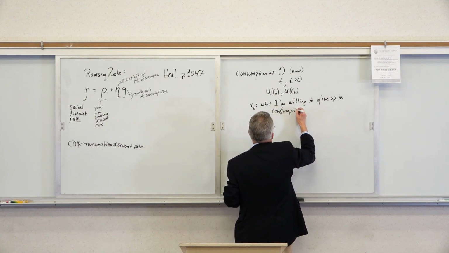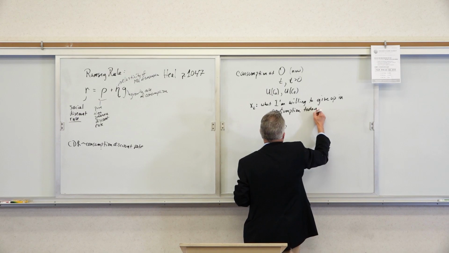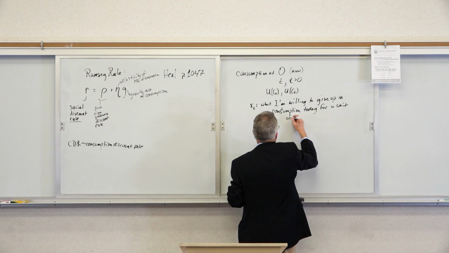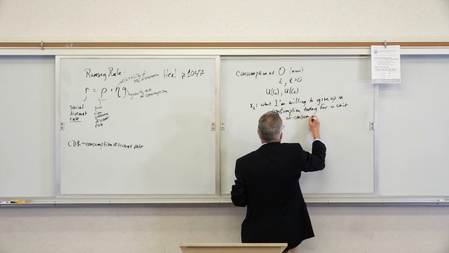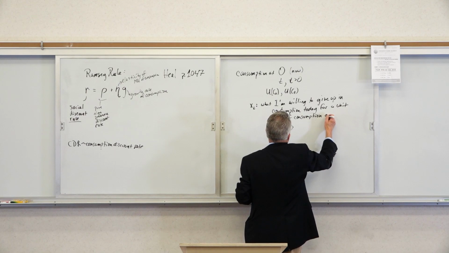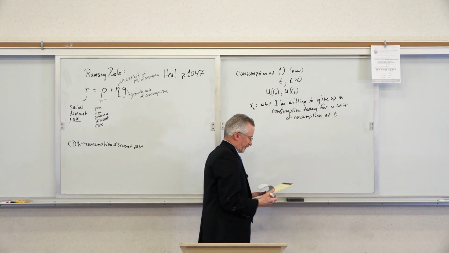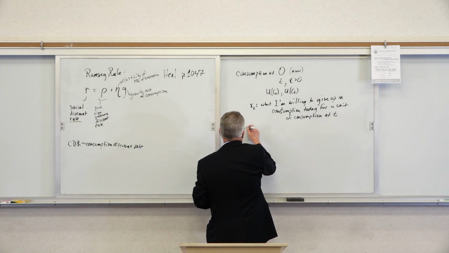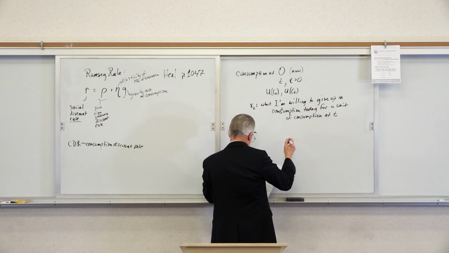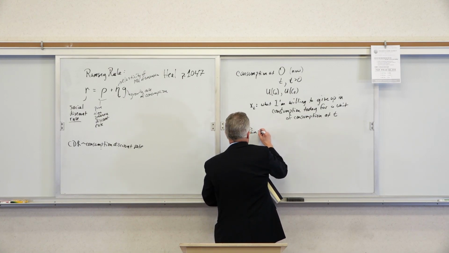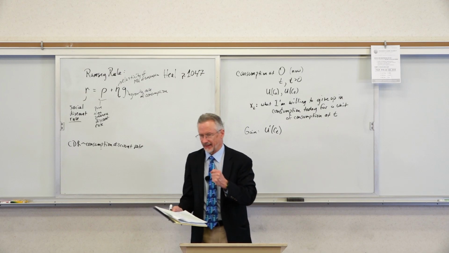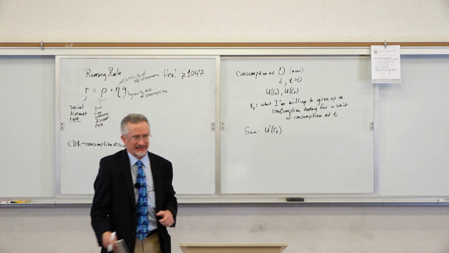What I'm willing to give up in consumption today for one more unit of consumption at time t, okay? And so what's my gain in that case? The gain that I get would be u prime of c_t, that's what my gain in marginal utility will be at time t.